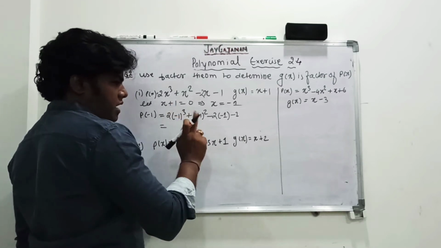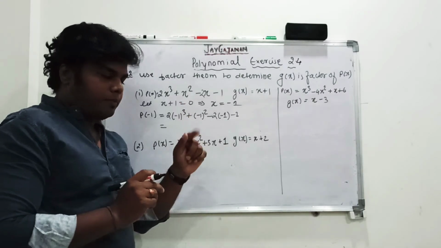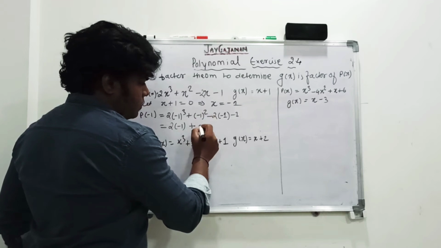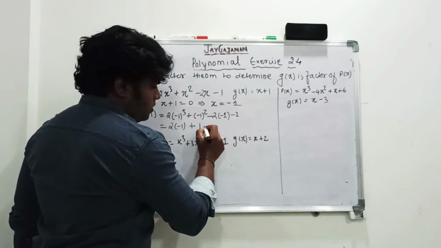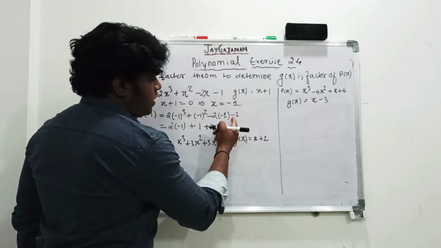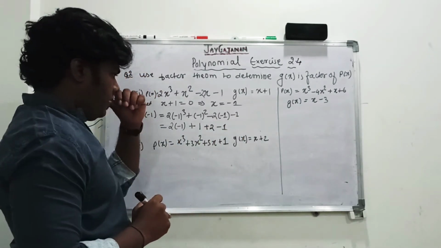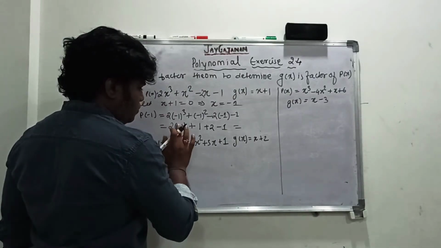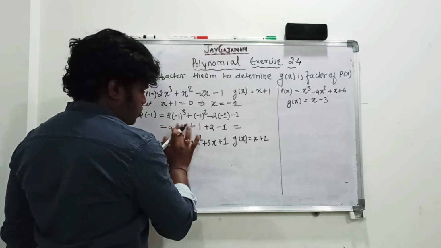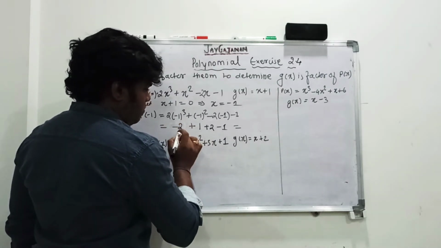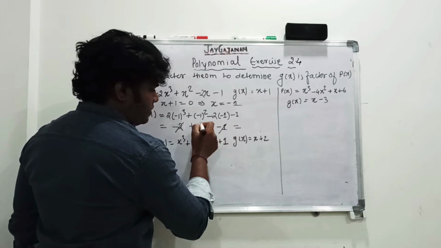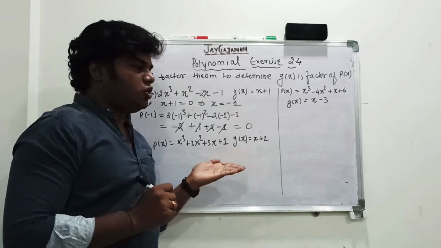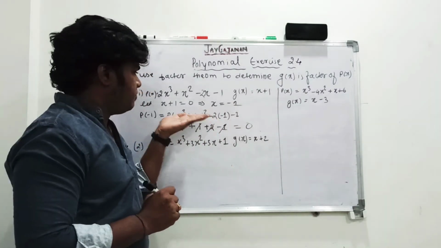Minus 1 cube is minus 1. So therefore this will be minus 1, correct. Like this, 2 into minus 1 plus minus 1 square is 1, minus 2 plus 2, and this is minus 1, correct. Now if we solve this, minus 2 plus 2 cancel, 1 plus 1 minus 1 cancel, the remainder is 0. So therefore g of x is a factor of p of x. Yes, g of x is a factor of p of x for this equation, correct.